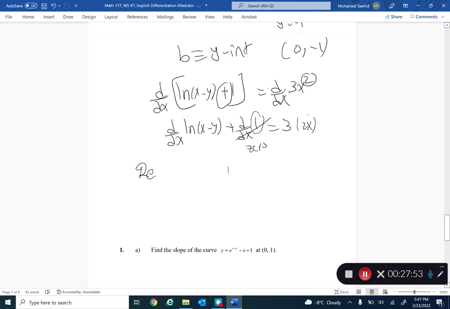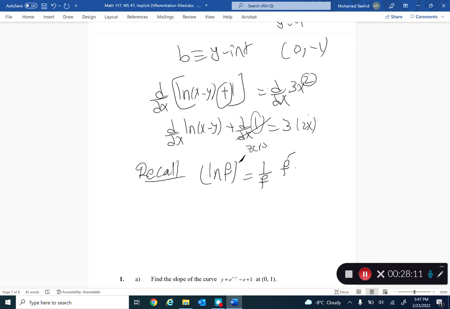Now I have to take the derivative of ln(x - y). Then I have to recall the rules. What is the derivative of ln f? It will be 1 over f multiplied by f prime. So what is your f? Whatever is inside here is my f. So it will be 1 over (x - y) multiplied by f prime, which is (x - y) prime. That is the rule. And what is the derivative of 1? 0. What is the derivative on the right? You get 3 times 2, so you get 6x.